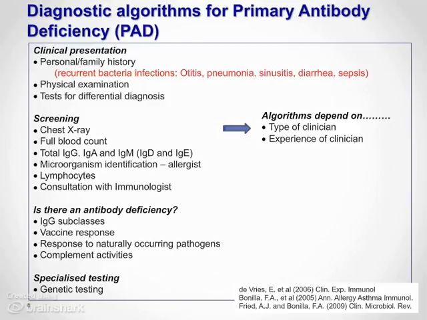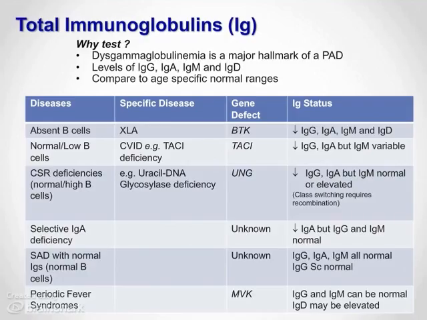As shown earlier, diagnosing PID involves testing in stages. The specific order or algorithm often depends on the type and experience of the clinician. If someone presents with recurrent bacterial infections, such as sinusitis, otitis, or pneumonia, one should consider antibody deficiencies. Determining total immunoglobulin levels is a very important step in PID testing.